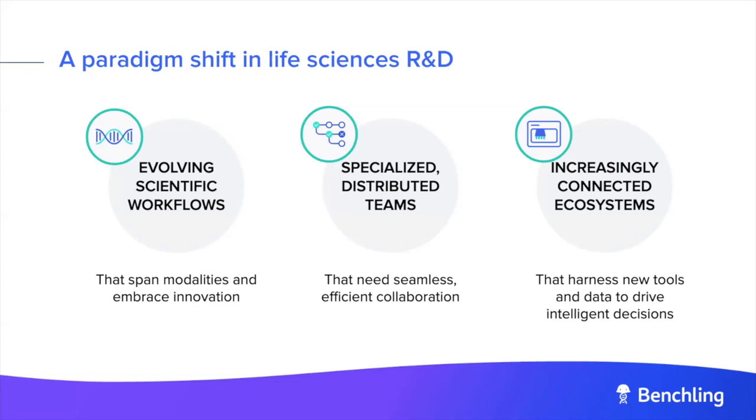And finally, life science companies have to be able to build interconnected ecosystems of tools in order to rapidly incorporate new scientific innovations and technological advancements like CRISPR gene editing, lab automation, and genomics, as well as connect in data sources across their R&D departments to help drive intelligent, data-driven decisions.